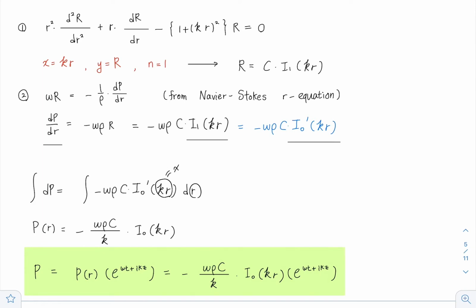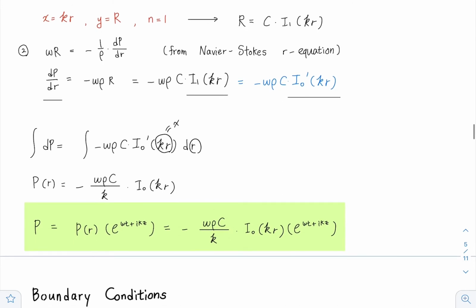In the first part of our discussion, we said that P is actually PR times exponential omega t plus ikz. So the total pressure is not just a function of r, but we also have to consider the exponential part. So the total pressure is a function of omega, k and r, which can be expressed as minus omega rho c over k times I0 kr exponential omega t plus ikz.